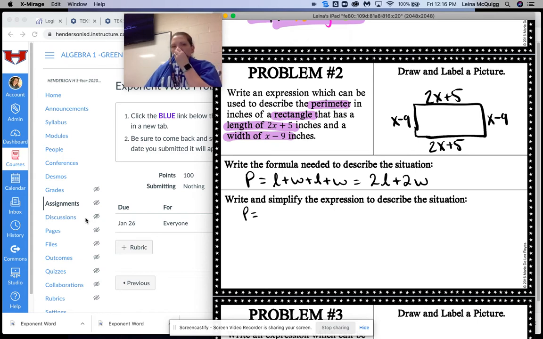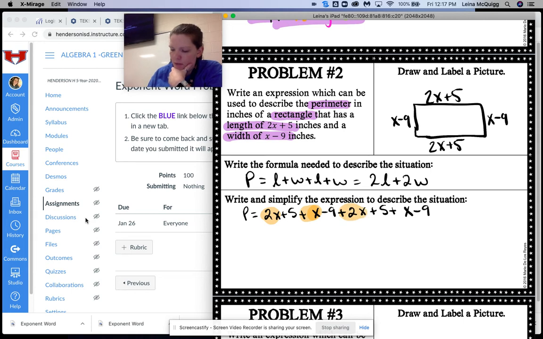So that means I'm going to do perimeter equals. So my length is 2x plus 5 plus my width is x minus 9 plus my length again is 2x plus 5 plus my width again is x minus 9. We did problems like this at the beginning of the year. Okay, so then I want to go through and combine my like terms. So anything that has an x with it, these are like terms, right? Remember the sign goes with the number behind it. Anything that has x's with it, those are all like terms.